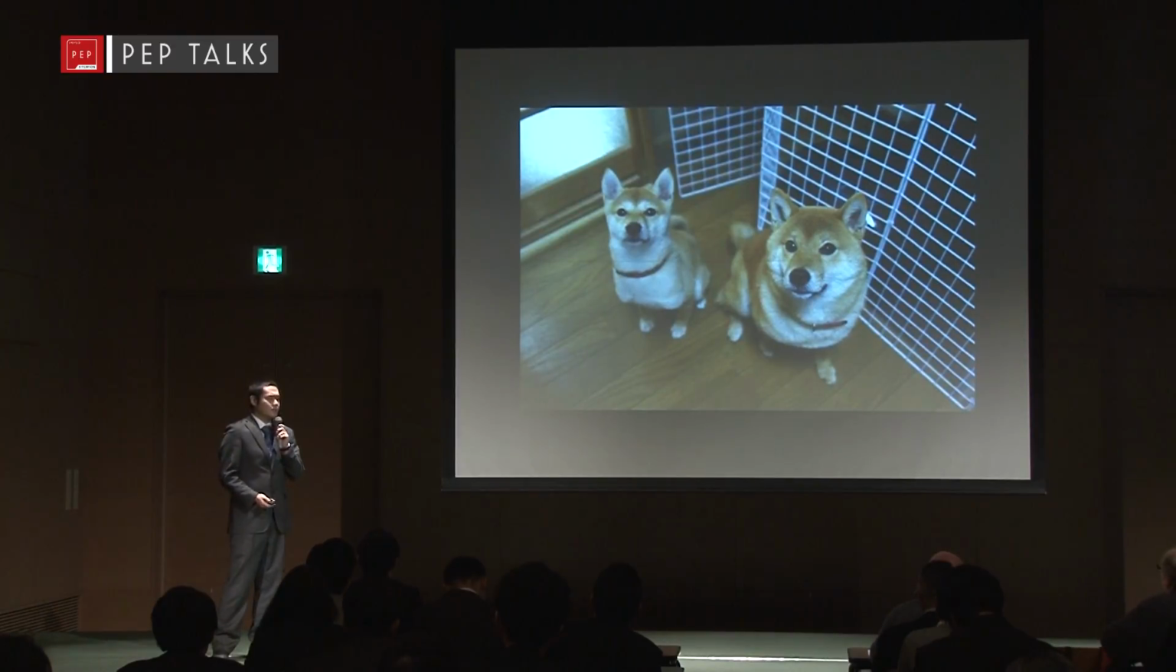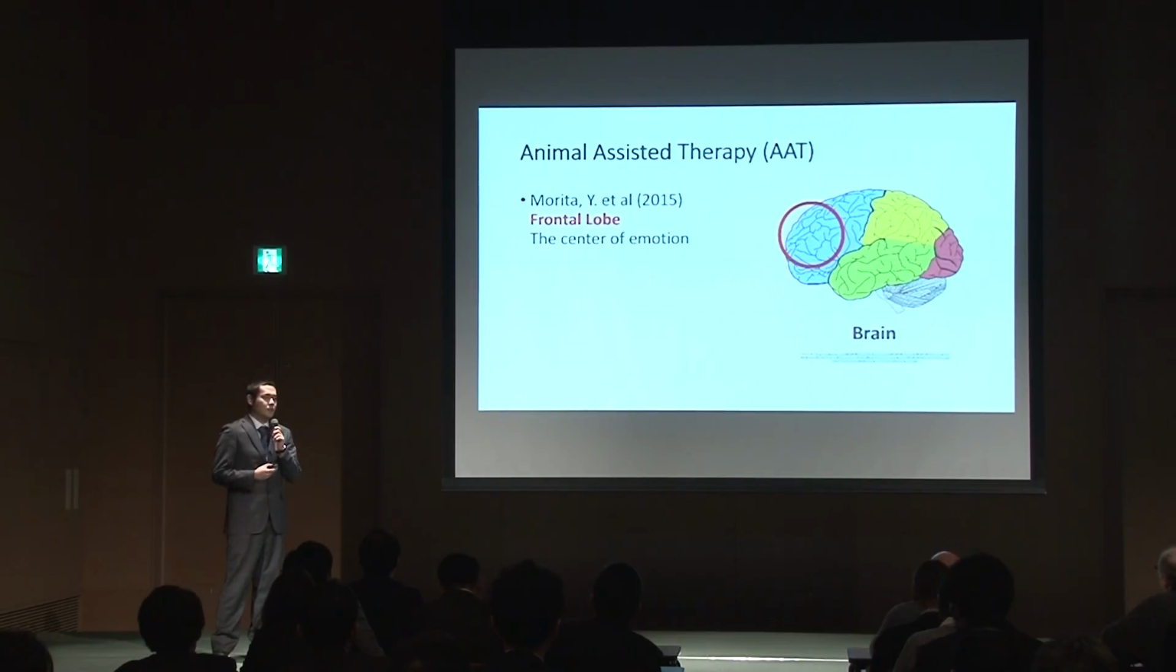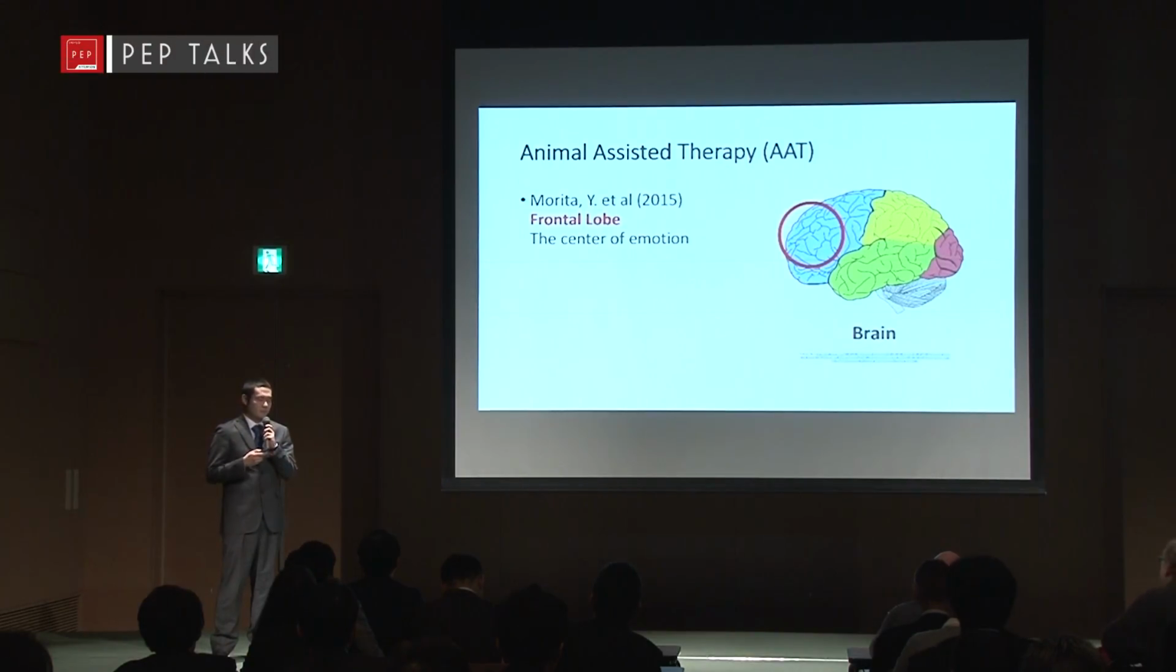And animals, as pets, can help ease stress, and this fact is supported by animal-assisted therapy, AAT. According to a technical assistant at Seoul University, the frontal lobe of patients was activated by AAT. The frontal lobe controls human emotions, and when the frontal lobe is activated, we can ease stress.